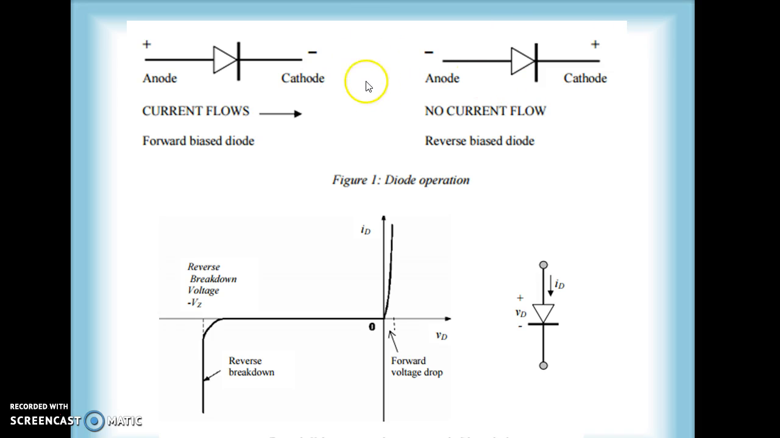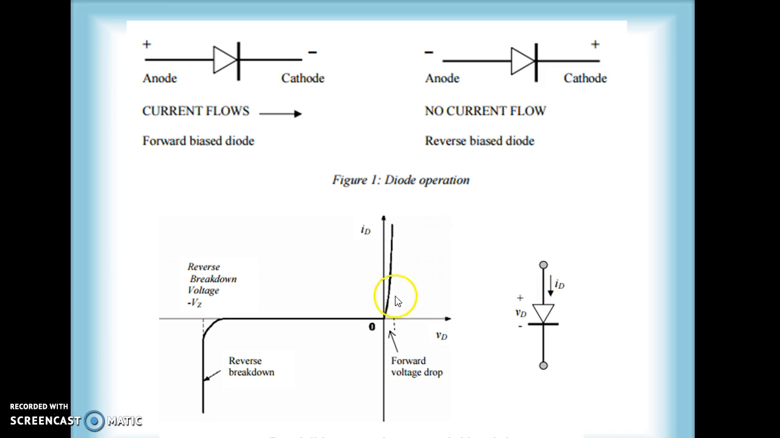The resistance of the diode in the forward condition is very small, so it allows the flow of current, while the resistance of a diode in the reverse bias condition is much higher, so practically no current flows. This is the VI characteristics of the diode.